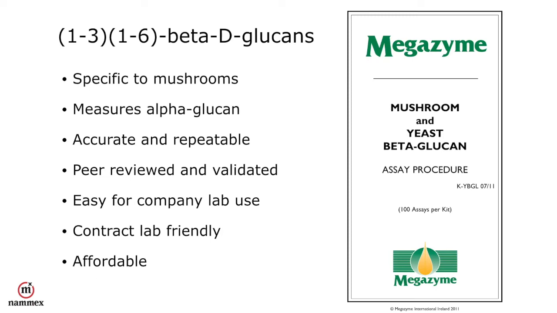We use the Megazyme method to test for beta-D-glucans, and we've been using it for about 5 years now. We highly recommend it, and scientists worldwide are using the method now. It's specific to mushrooms. It will also measure alpha-glucan, which are the starches. It's accurate and repeatable. It's peer-reviewed and validated. Easy for company lab use. We've brought it in-house, and we've been using it for about 3 years now. It's also contract lab friendly, so there are many labs now that are offering it, and it's quite affordable.